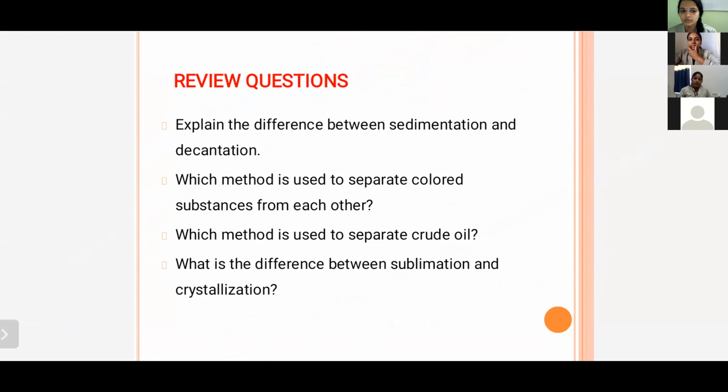Okay. Next, the review questions. First question, explain the difference between sedimentation and decantation. Second question, which method is used to separate colored substances from each other? And the third one, which method is used to separate crude oil? And the fourth one is, what is the difference between sublimation and crystallization?